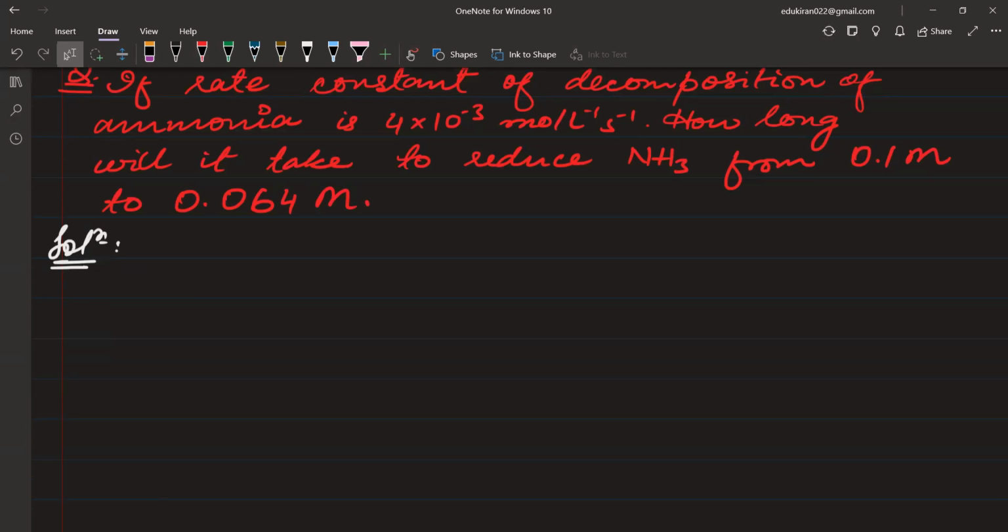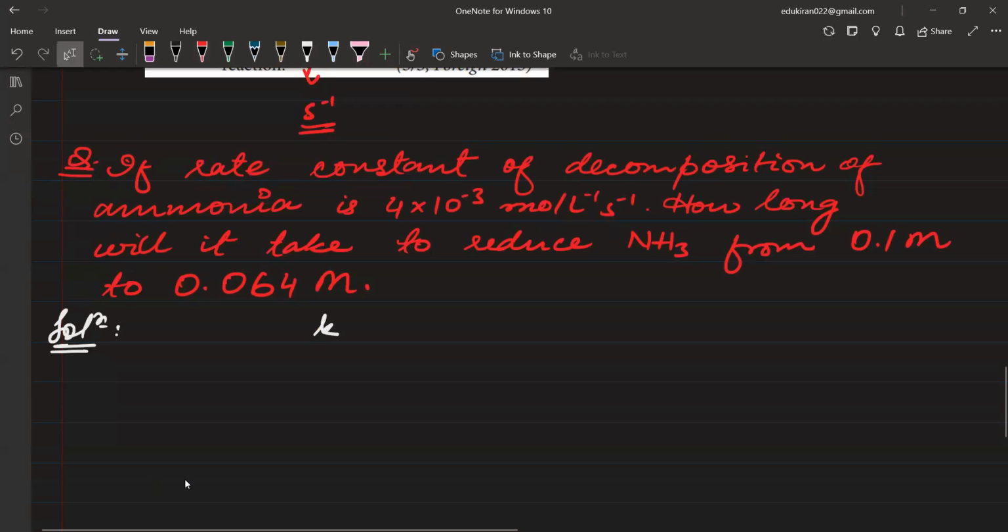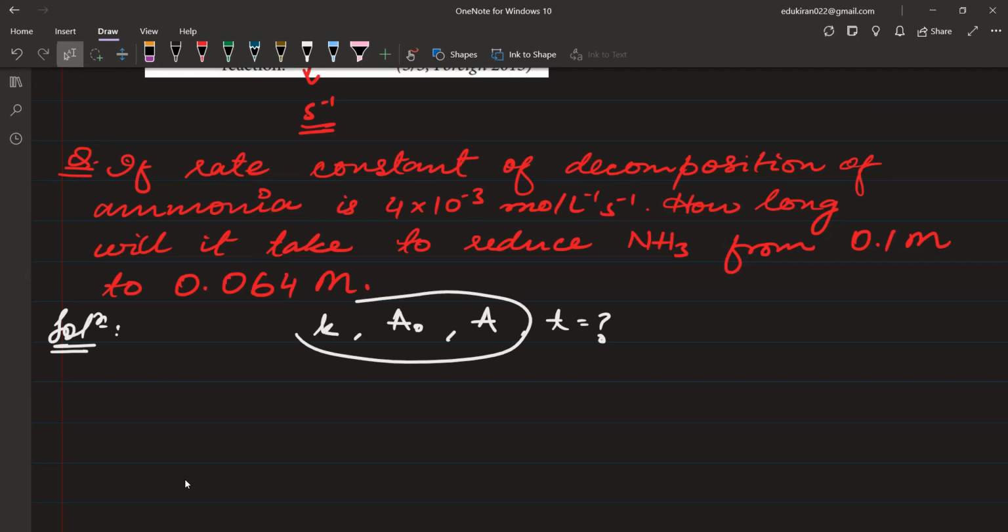First thing, whenever you get this type of question in which you have been given the K, you have been given the A naught, you have been given the final concentration, and they are asking you about the time, integrated rate law equations are going to help you. We have 4 different terms. 3 of them will be given, 1 of them will be unknown, a linear equation in 1 variable. But now the problem is whether this reaction is first order, because the first order integrated rate law equation and the 0 order integrated rate law equation are both different. So first thing is that you will identify the order of reaction.